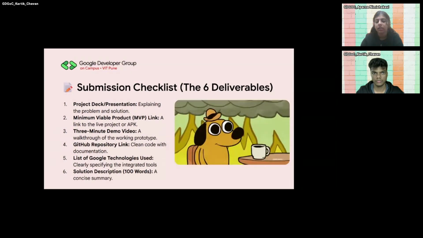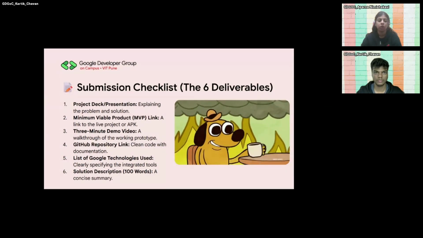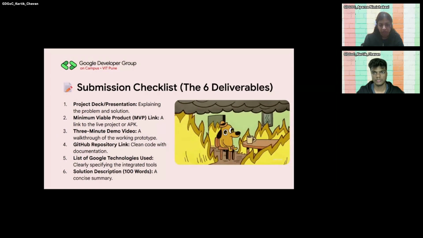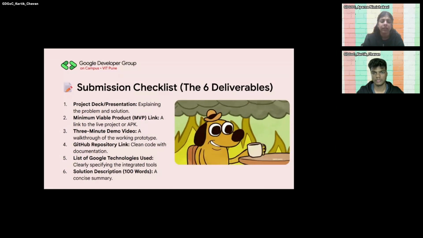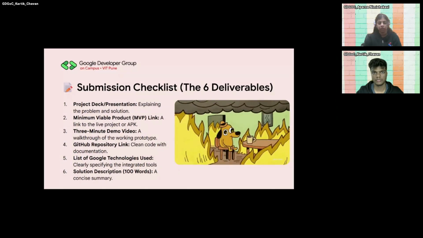The fourth one is the GitHub repository link. So your code and whatever documentation that is relevant to your project, any theoretical reasoning or any technical explanation that you want, please put it in your GitHub and share the repository link.